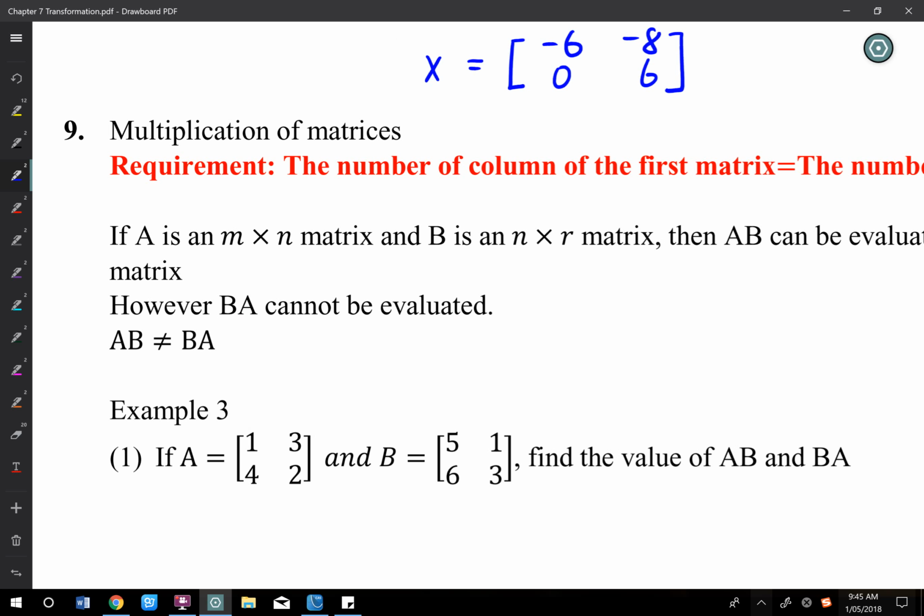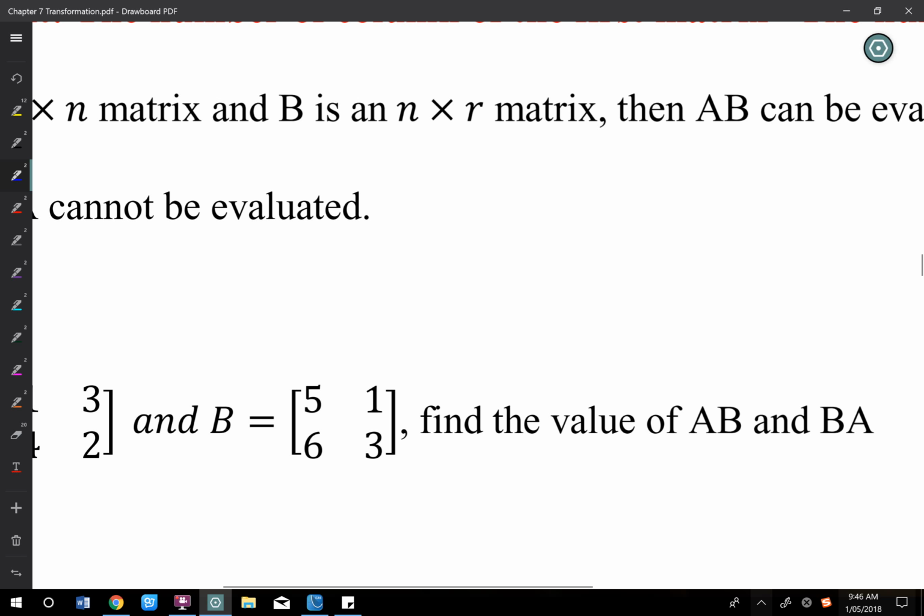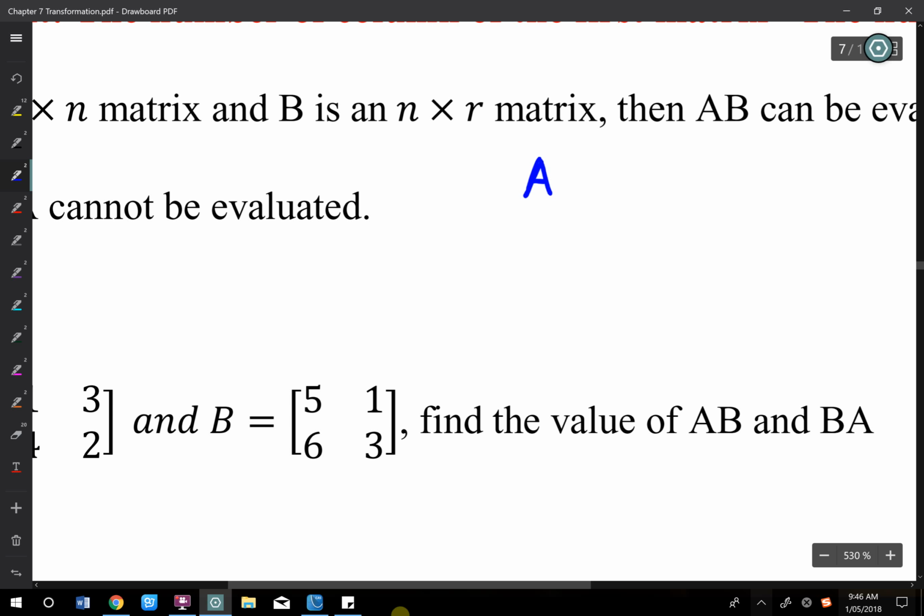A times B. Okay, it's very complex. You need to test whether two matrices can be multiplied together. Not all matrices can be multiplied together, just like addition, not any two matrices can be added together. So how do we check whether they can be multiplied together or not? Let's do this. If you want to multiply A by B, the order is important.